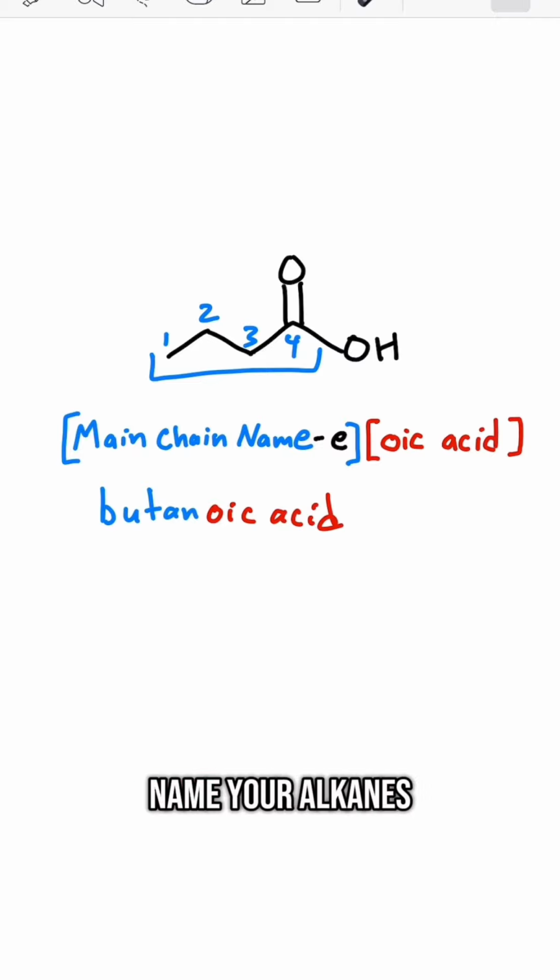So if you know how to name your alkanes, you should know how to name your carboxylic acids. And this will cover you for most simple straight chain alkanes. There are some exotic examples, like when you're getting into cyclic systems. But for right now, especially if you're in organic one, this should carry you straight through.